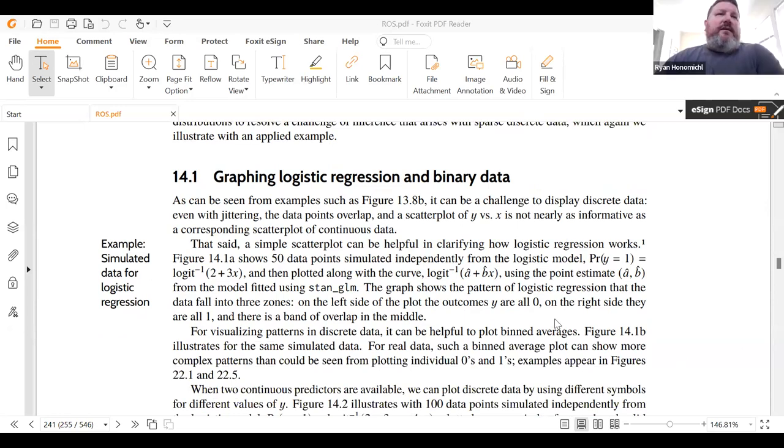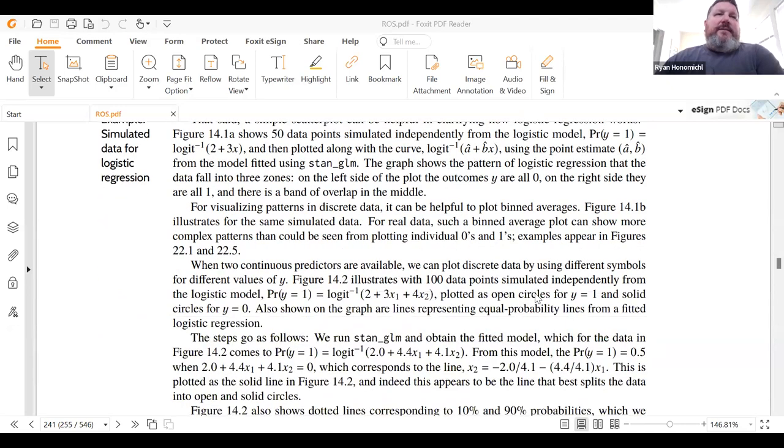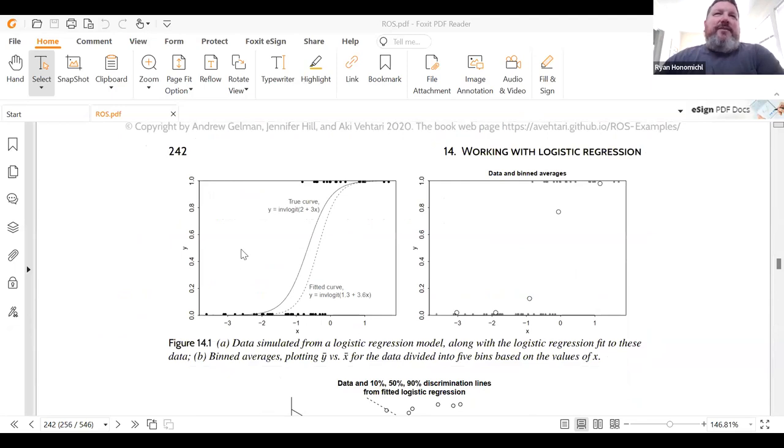Obviously, graphing, and how do we deal with this problem of discrete, binary data? I kind of didn't really get this. Binning is a way to deal with the problem. So this is just normal, and then this is binned somehow. I don't necessarily see the difference that much. I don't know if you felt that.